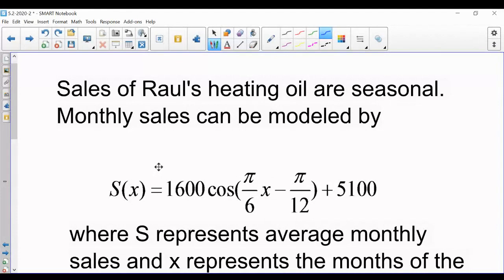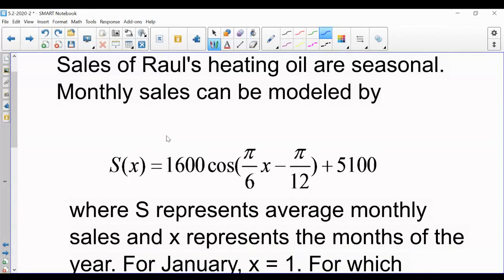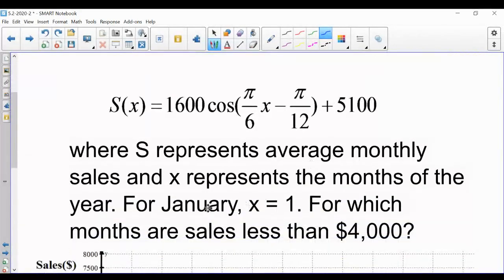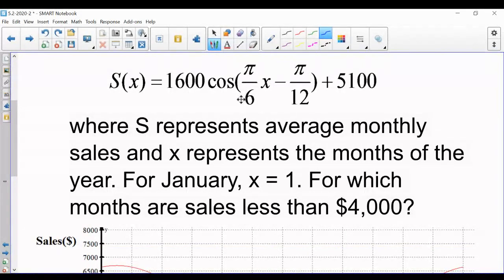The sales of Raoul's heating oil are seasonal. Monthly sales can be modeled by the equation you see. S represents the average monthly sales, and X represents the months of the year. So for instance, January is 1. If I put 1 into this equation for X and work it through, it will tell me what his sales are for January. If I put 2 in, that will be February, and so on and so forth. When are his sales less than $4,000?